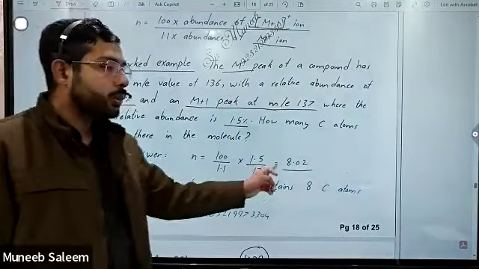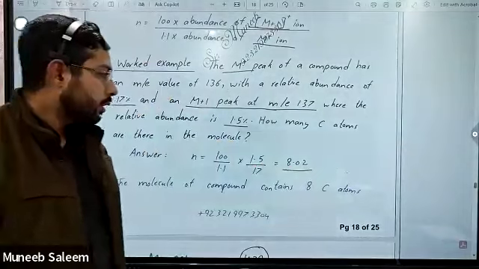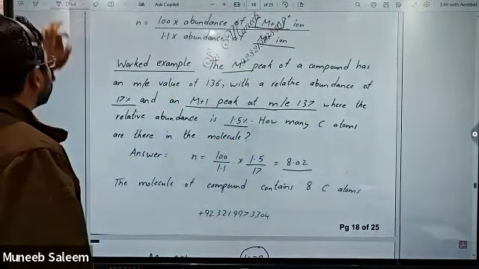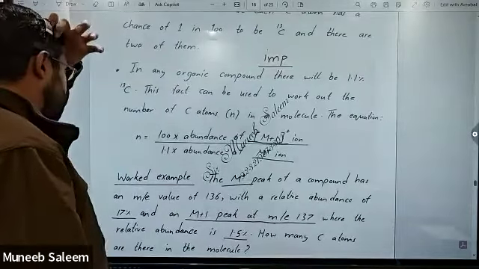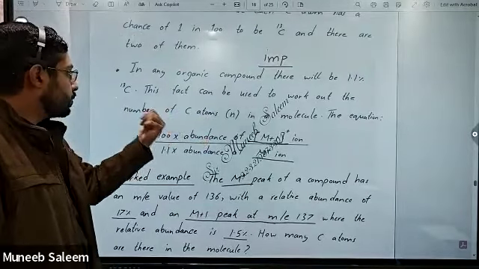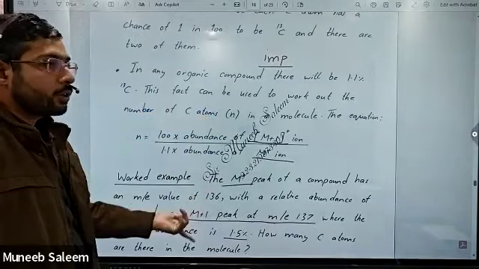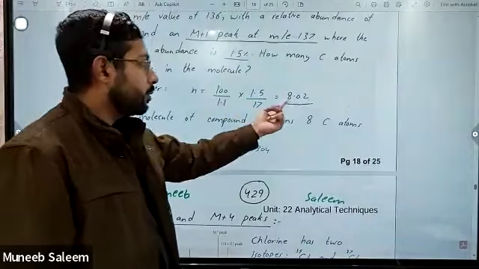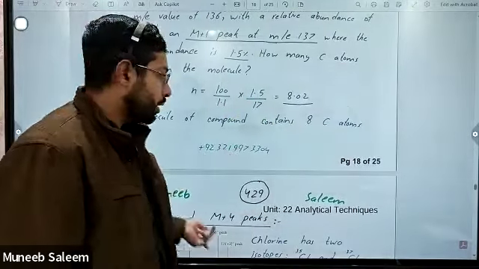You have to round off this value to the nearest whole number because the number of carbon atoms is supposed to be a whole number. Since this formula is used to find the number of carbon atoms, it cannot be a fraction. It could be only a whole number. So when it is rounded off to the nearest whole number, it gives 8.